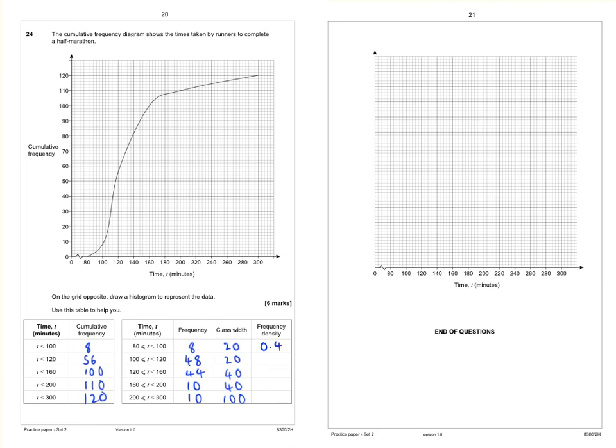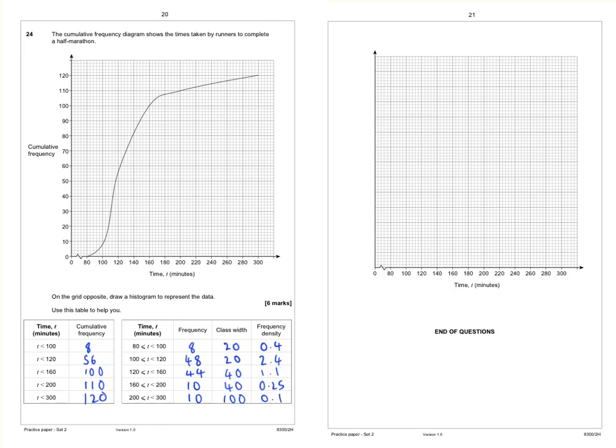Then we've got 48 divided by 20. That gives us 2.4. 44 divided by 40 this time is 1.1. 10 divided by 40 is a quarter, which is 0.25. And 10 over 100 is 1 over 10, which is 0.1. Now I can see my frequency density goes up to 2.4. So I need this to maybe go up to about 3.